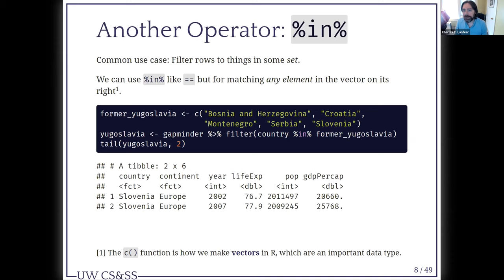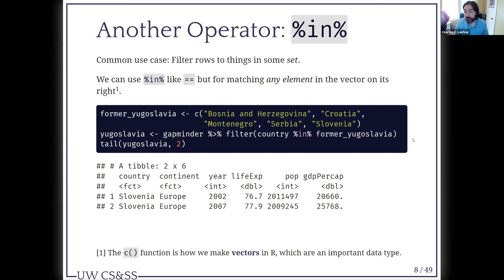What this percent in does is it checks the values of country in the Gapminder data, and anytime it encounters any of these five countries, it's going to return a true, otherwise it's going to return a false. It keeps rows when it sees a true. Basically, if the country is Bosnia and Herzegovina, Croatia, Montenegro, Serbia, or Slovenia, it's going to keep it and it's going to throw away every other country. This statement is easier to use than lots of equals equals.